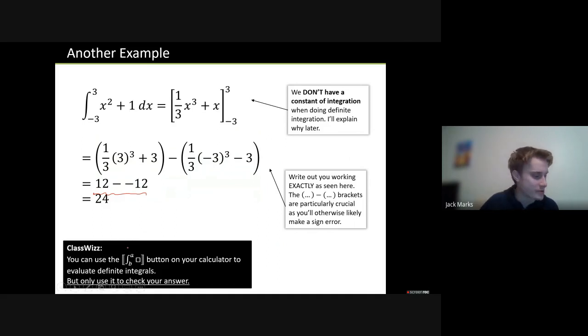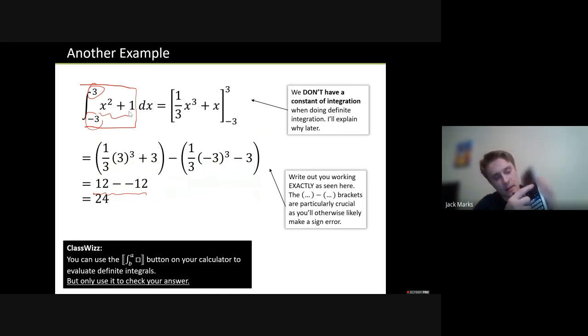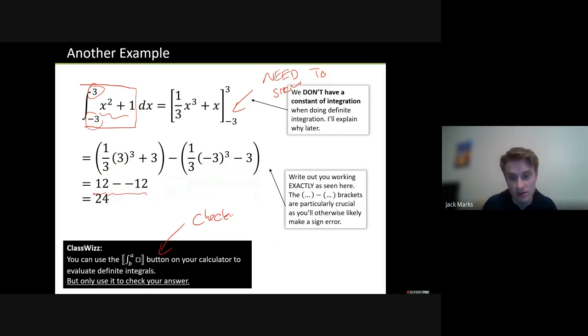You can also use your calculator. It is worth saying you can use your calculator to check this. If you look at the button underneath menu, you can type this one in. So you can put your limits in, you put your algebra in. The way you put your algebra in is you use the X button up here. If you do that in an exam, though, it's not enough. You actually need to show this. Using your calculator, this is a way of checking your answer.